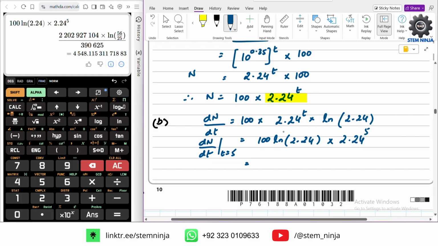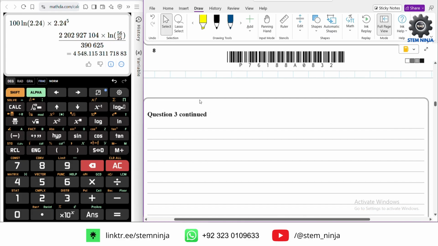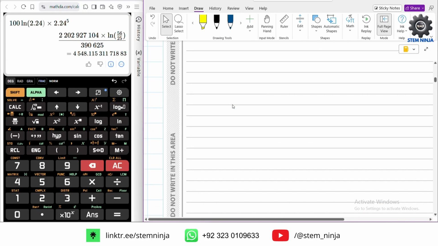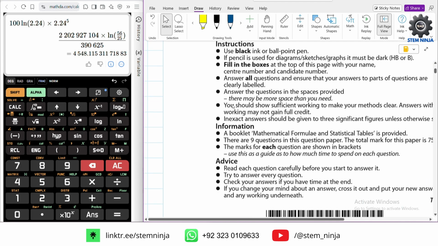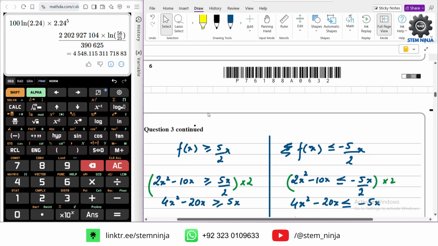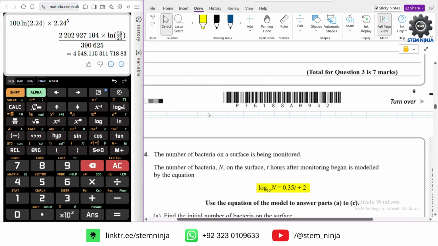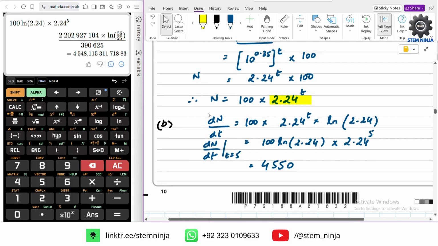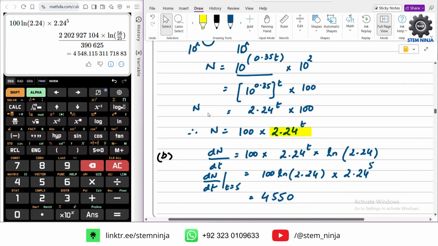So we get 4550, 3 significant figures. Why? Because it's given in the instructions to give the answer in 3 significant figures. Okay. Now, going back. Right, so that's for this question. Let's move on to the next question.